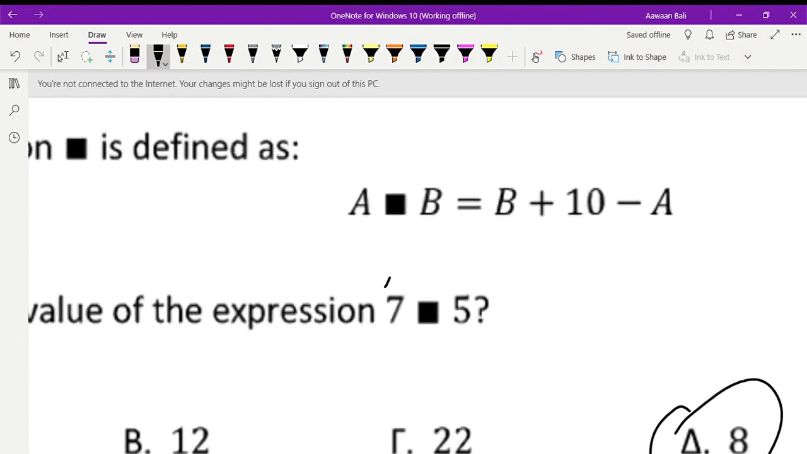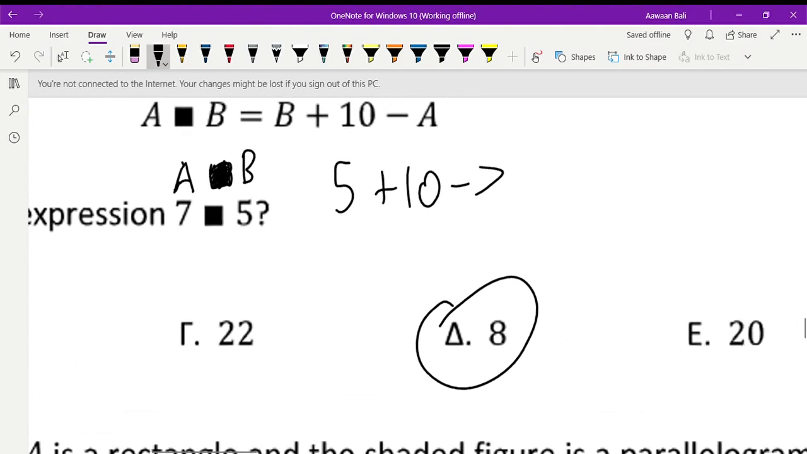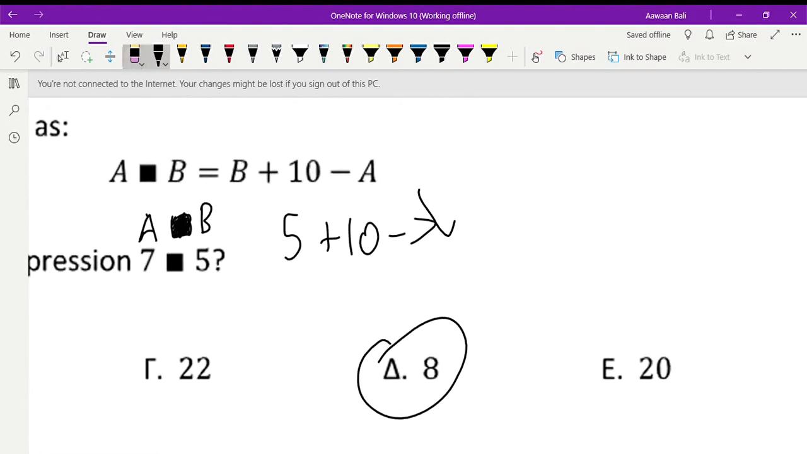Now if we substitute this, that means this is a and this is b. We can change that in. So basically, we're substituting, right? So we do 5 plus 10 minus 7. Now remember, when you do addition and subtraction, you don't have to do BODMAS because either way you get the same answer. So let's just go addition then subtraction first.